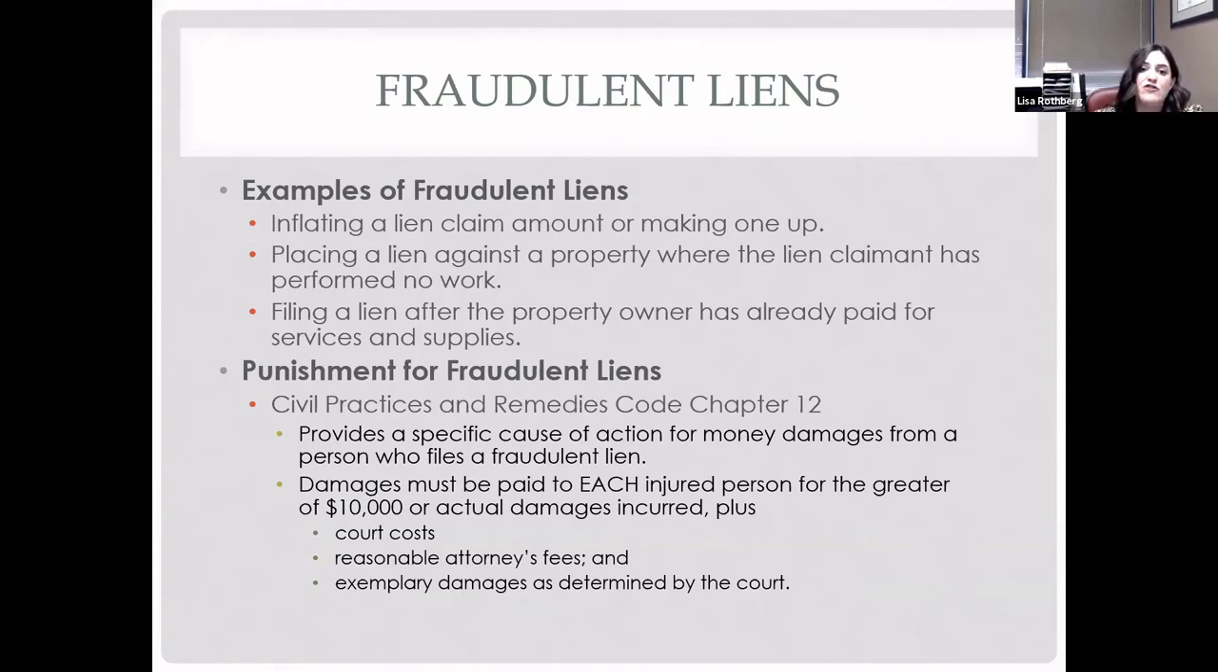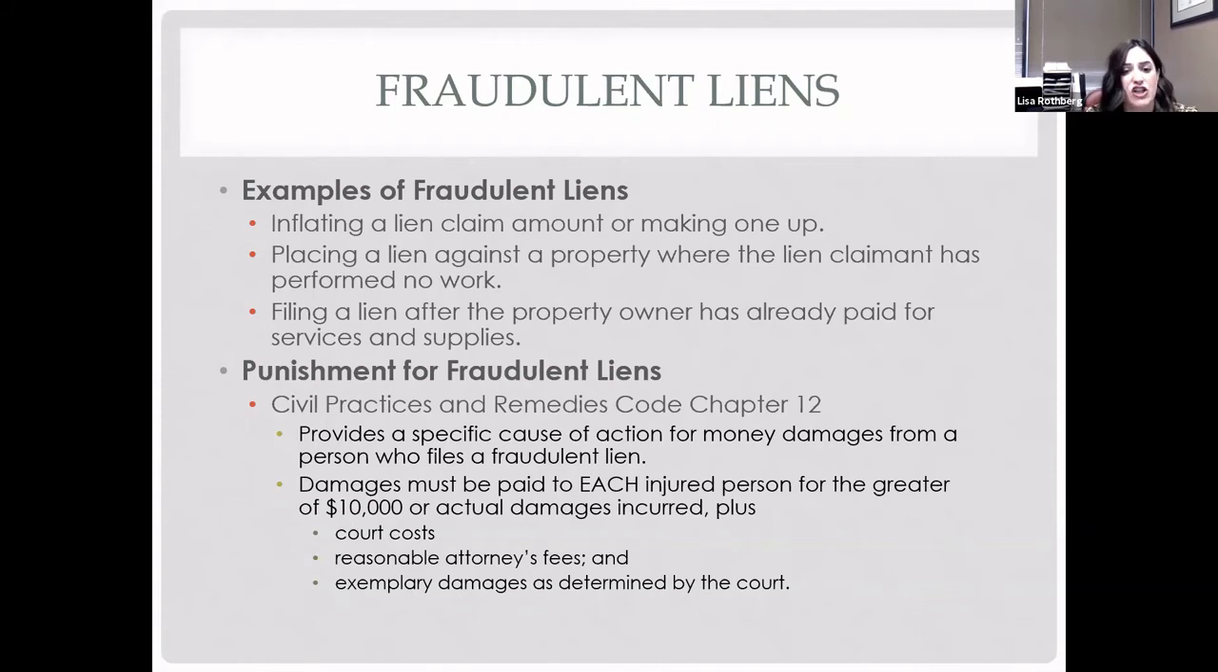And then filing a lien after the property owner has already paid for services and supplies. Obviously, if the property owner has already paid the GC the full amount, then we can't file a lien against that owner because they've already paid. This would be an instance where you could file a lien on the retainage. So that's how there are several different types of liens to file under Chapter 53.